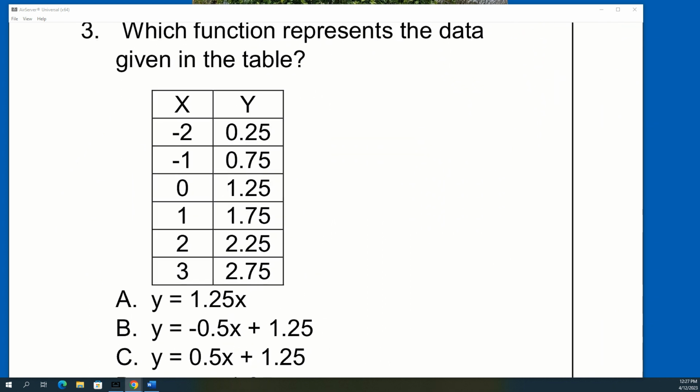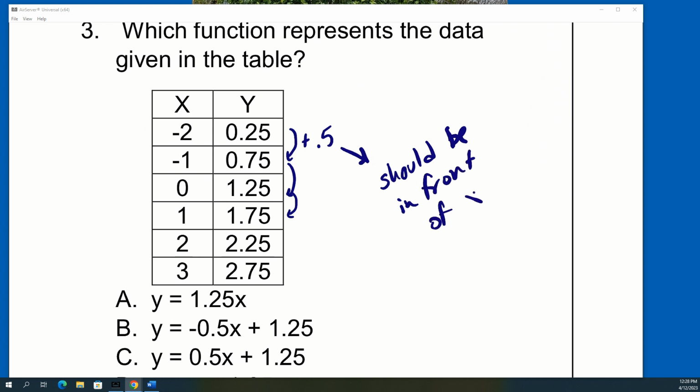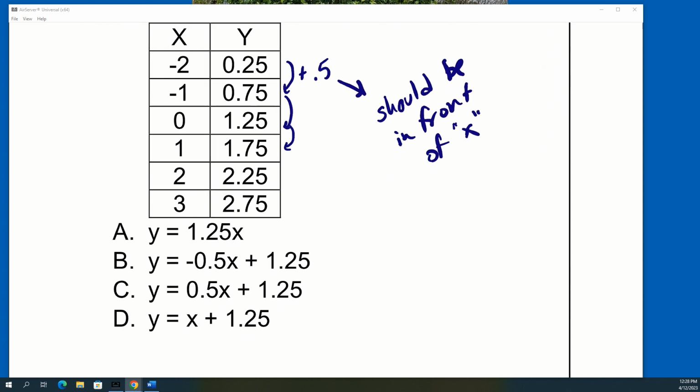Okay, so what are we adding each time on the third one? 45. Nope. It's okay. 50 cents or 0.5. I don't even know if it's money. We're adding 0.5. So that means 0.5 should be in front of x. All right, there's only one choice that's the case.